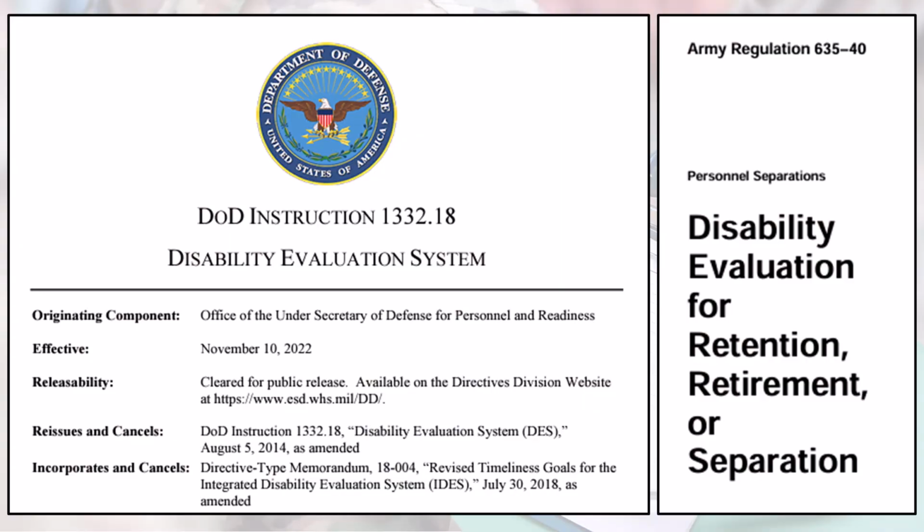But if you want to read ahead, there are two good sources in addition to Chapter 61 itself. That is DODI 1332.18, the Disability Evaluation System, and AR 635-40, Disability Evaluation for Retention, Retirement, and Separation.